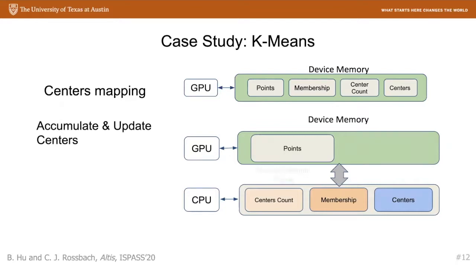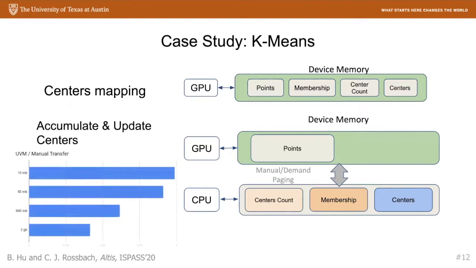In Altis, we incorporated unified memory to automate this data transfer process. Here is a graph showing the performance between manual data transfer and demand paging. We can see the application performance is not affected that much when the data size is small. It only starts to slow down when the data size increases.